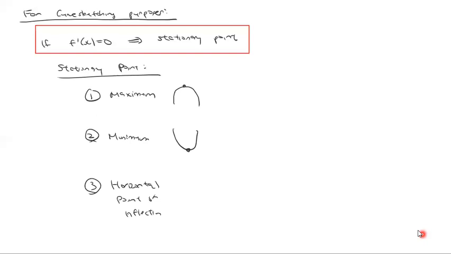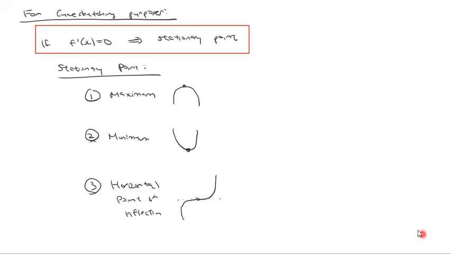Now, your problem is, just because you know you've got a stationary point, doesn't mean you know what type of stationary point you've got. You see what I mean? You've worked out that you've got a stationary point, but there's still so many things it could be. You don't exactly know what you have. So how are we going to work out what we have? Well, we need to figure out if we have a maximum, a minimum, or a horizontal point of inflection.